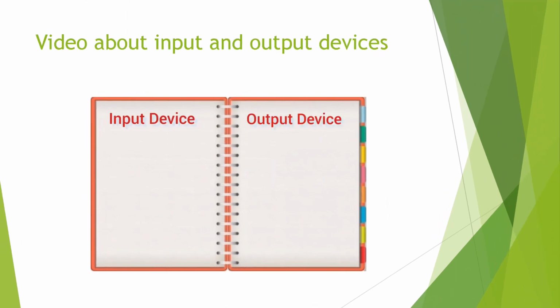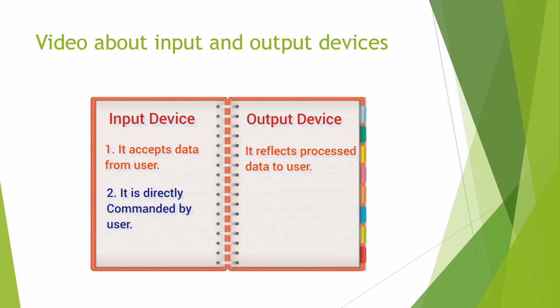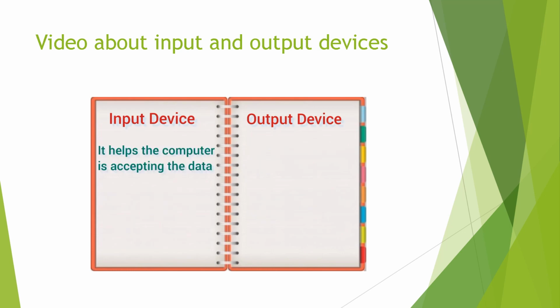Now we have a video about the difference between input and output devices. Input devices accept data from the user. Output devices reflect processed data to the user. Input is directly commanded by the user. Output is commanded by the processor. Input helps the computer accept data. Output helps the computer display data.